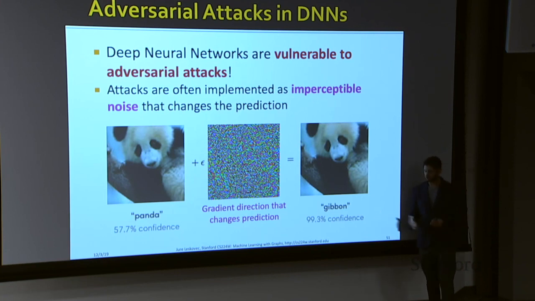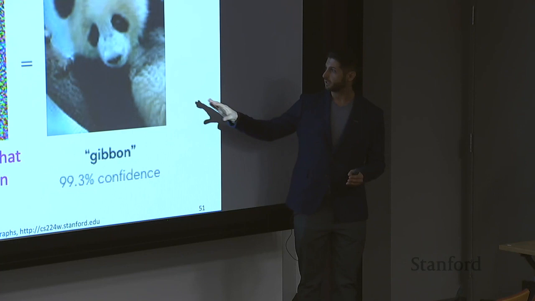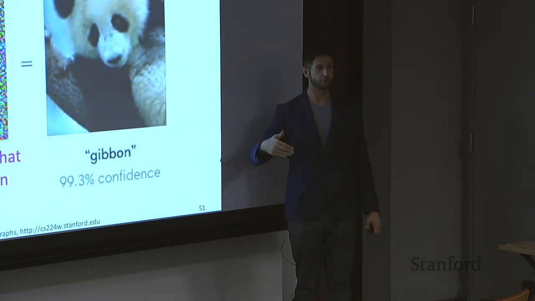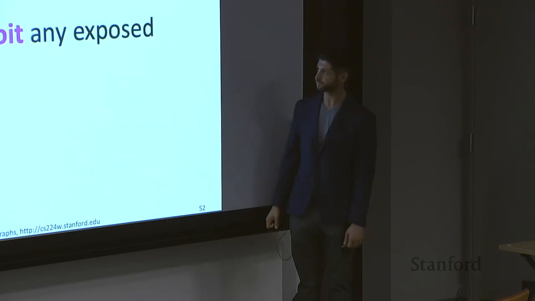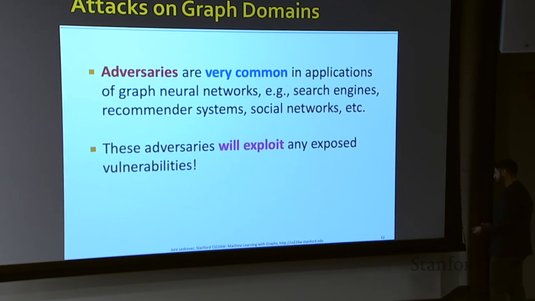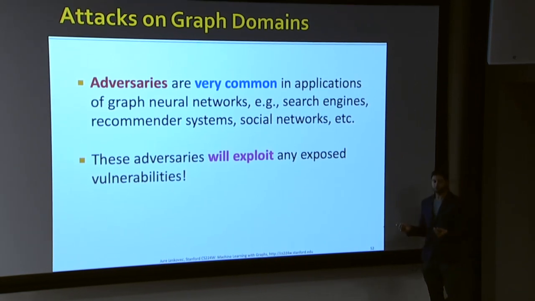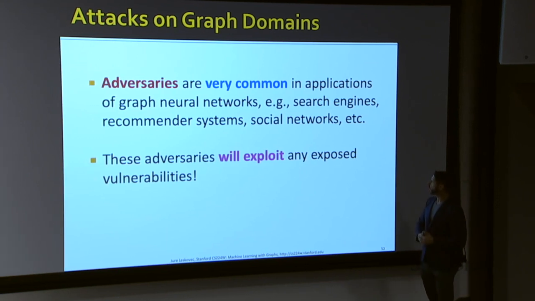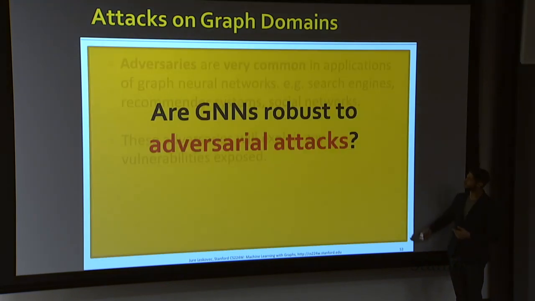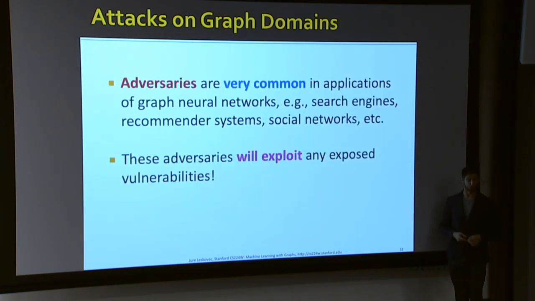So what I'm going to be showing you today is the fact that these attacks do not only apply to the domain of vision, but unfortunately they can also be applied to graphs. And adversarial attacks are very common in applications of graph neural networks, because if you think about it, graphs are used in domains where there is a lot of money and revenue involved, okay? So for instance, search engines, recommender systems, social networks, and so forth, okay?